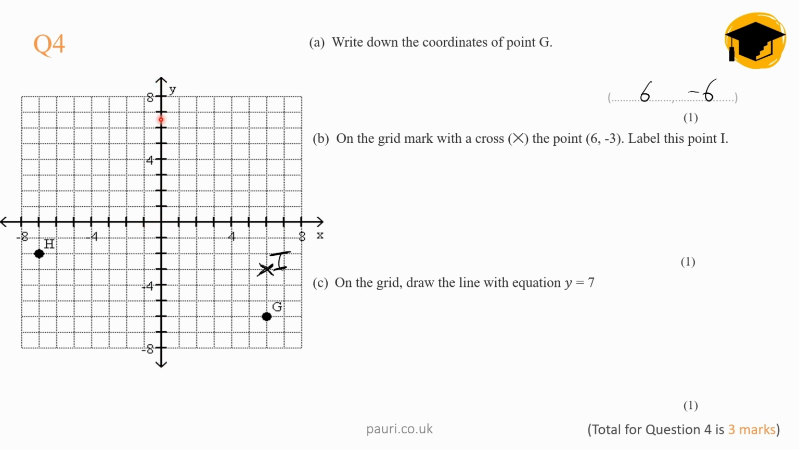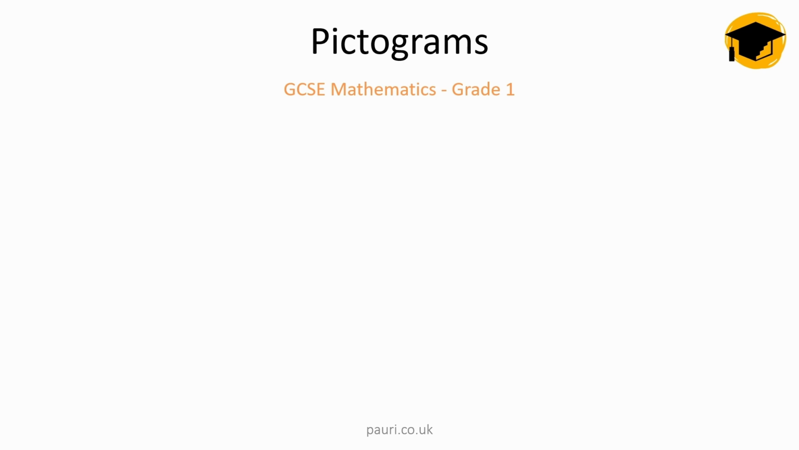So when is y 7? Y is 7 anywhere along this line here. So what we need to do is draw a line using a ruler in your exam. Draw a nice line. And you can also label it as well. So y equals 7. So moving on to the next topic, pictograms.